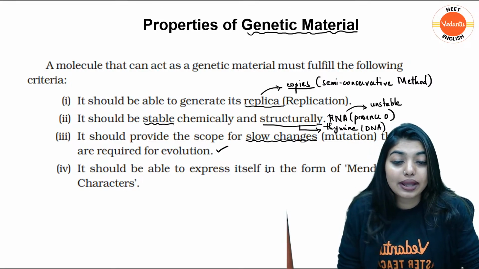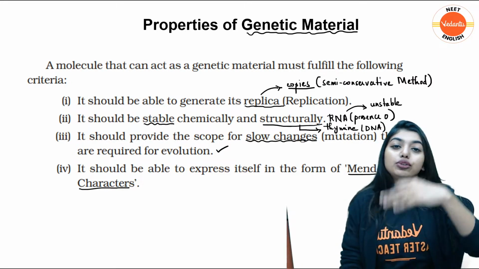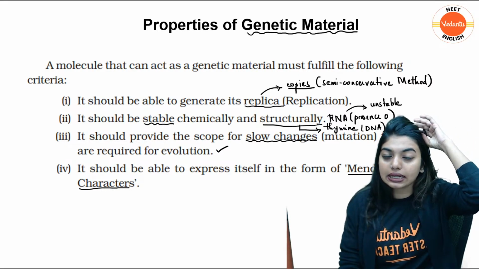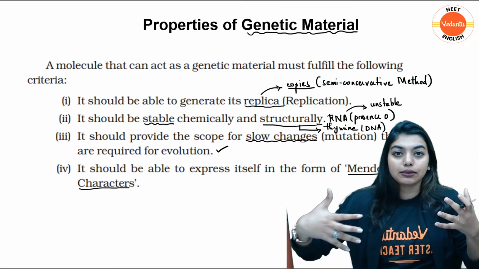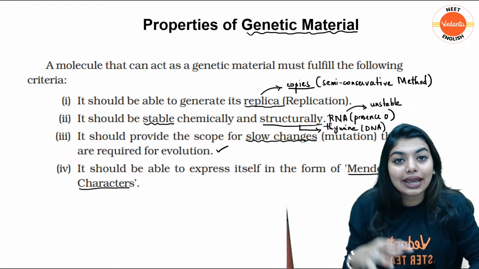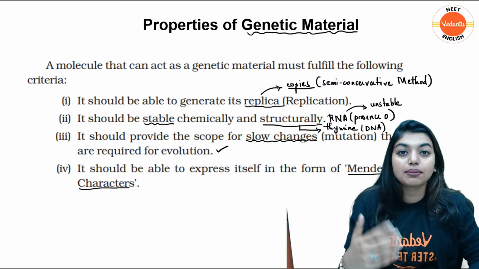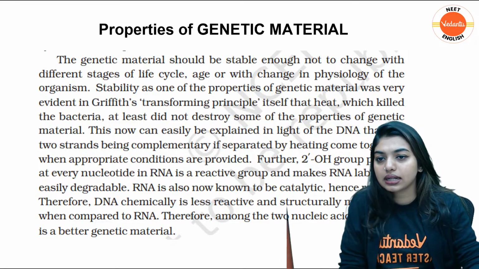It should be able to express itself in the form of Mendelian characters. According to your principles of inheritance chapter, you will know about your Mendelian characters. Those things also are very important. That means they should be able to inherit, and they should be able to do certain changes generation after generation. Now we will see what your NCERT line tells.